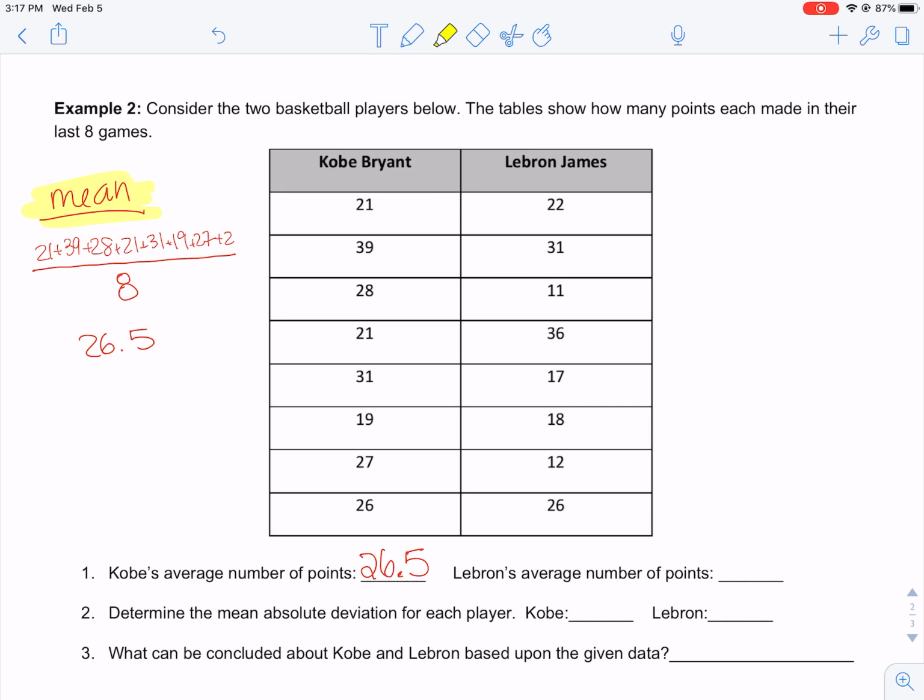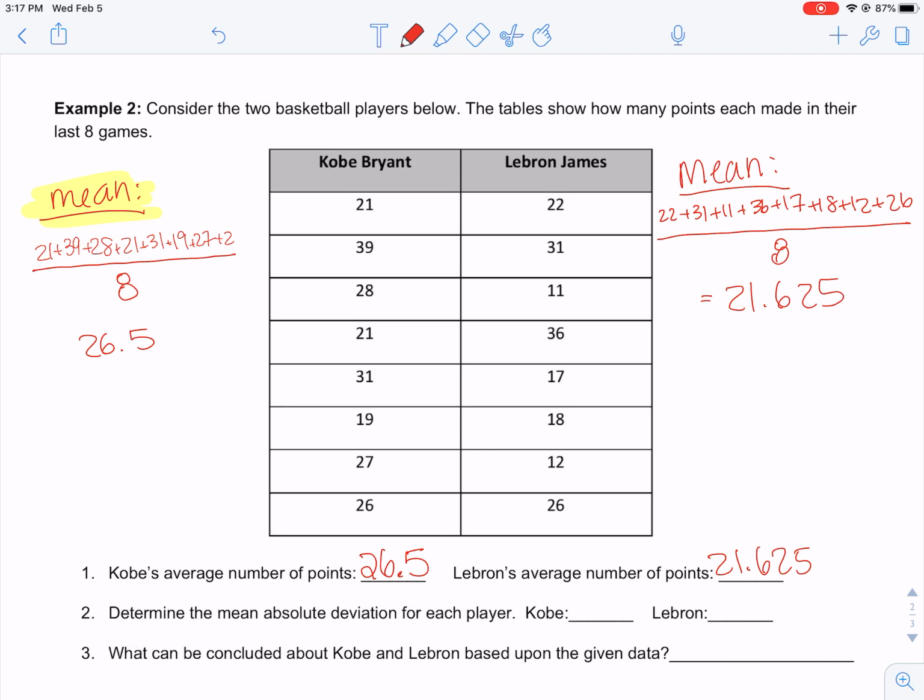Okay. Now let's look at LeBron James's mean. So we have 22 plus 31 plus 11 plus 36 plus 17 plus 18 plus 12 plus 26, all over 8 games again. And if you do that on your calculator, that gives you 21.625. Okay. And now we have both means.